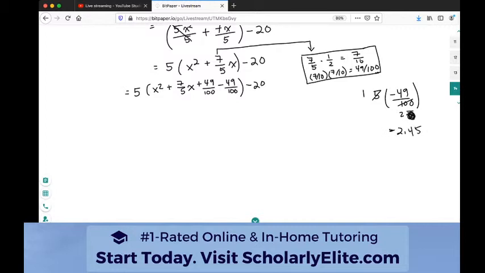In this case, I might just leave it as a fraction. You don't have to. It can even be like this, however you want to place that. Basically, I'm going to leave it as a fraction. So 5x squared plus 7 over 5x plus 49 over 100. And then here it's going to be negative 49 over 20 minus 20.